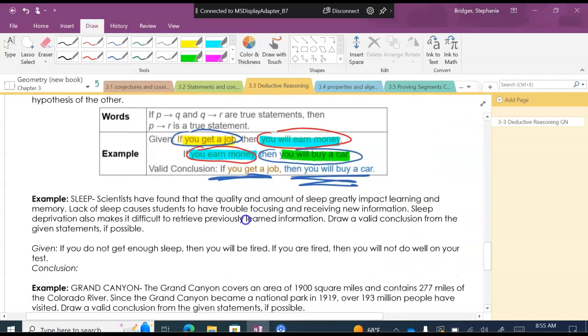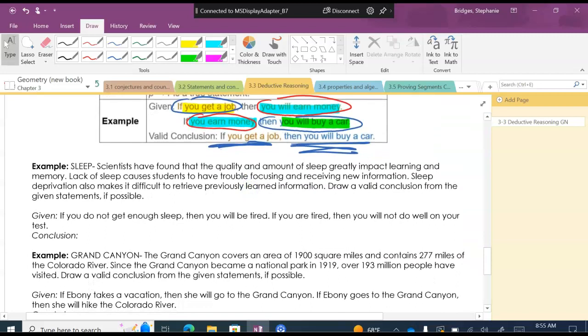All right. Let's take a look at the first one. Okay, it says sleep. Scientists have found that the quality and amount of sleep greatly impact learning and memory. Lack of sleep causes students to have trouble focusing and receiving new information. Sleep deprivation also makes it difficult to retrieve previously learned information. Drawing a valid conclusion from the given statements is impossible. So what I want you to do in that first sentence, where it says given, underline the hypothesis once and the conclusion twice.